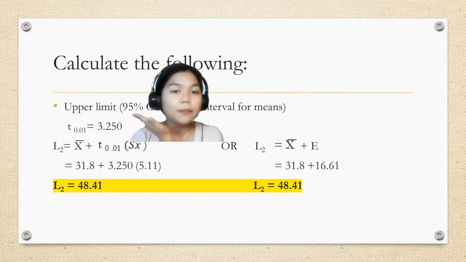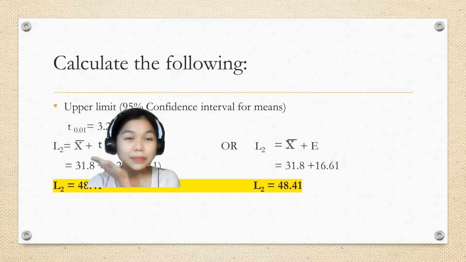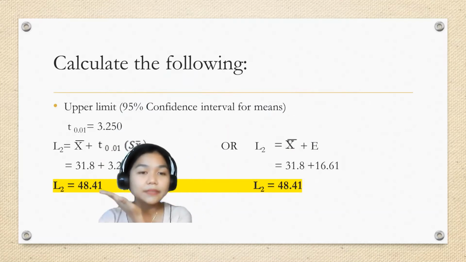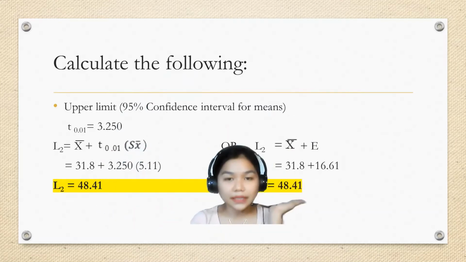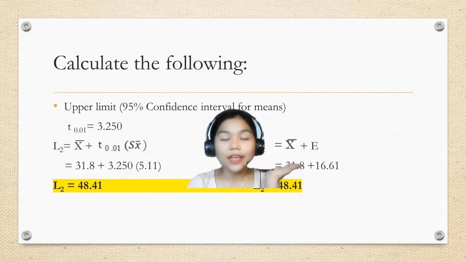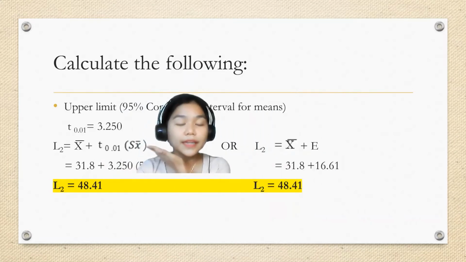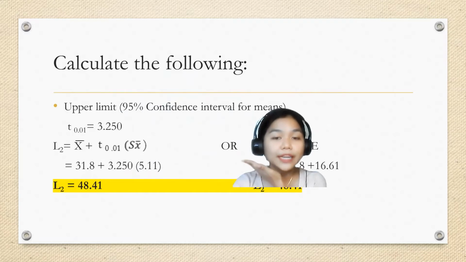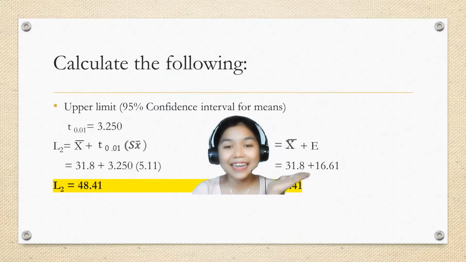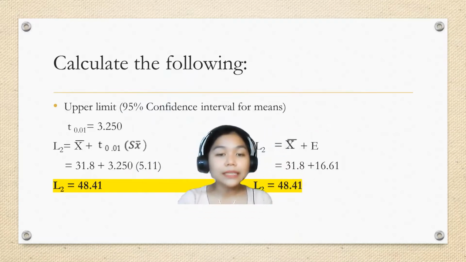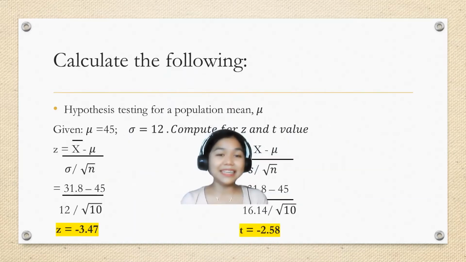And then the upper limit, again, we simply need to add. So the answer is 48.41. The same story goes with the other side. Instead of getting the standard error, we already computed it earlier naman. So we simply add it directly to our mean. So that's it. As easy as that, we could actually compute for the lower and upper limit of the confidence interval.